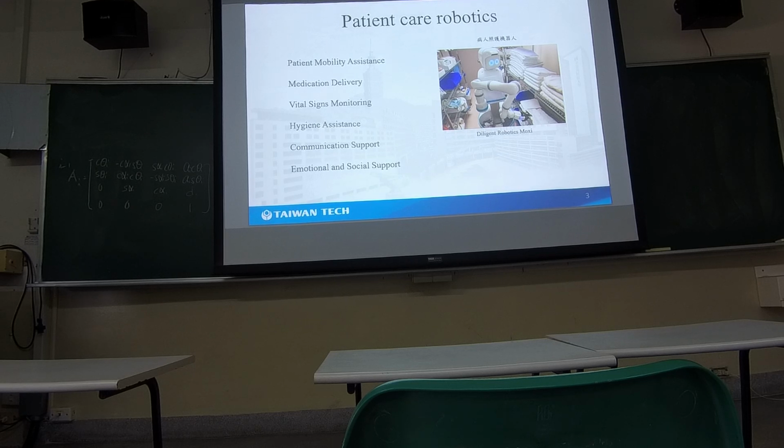And four is the hygiene assistant. Some nursing robots assist with basic hygiene tasks, including bathing or changing sheets. Number five is the communication support. Enabling communication with nurses or doctors remotely. Number six is emotional and social support. Engage with the patient, reduce feelings of loneliness.